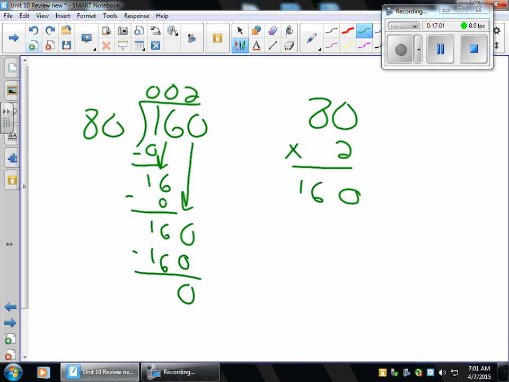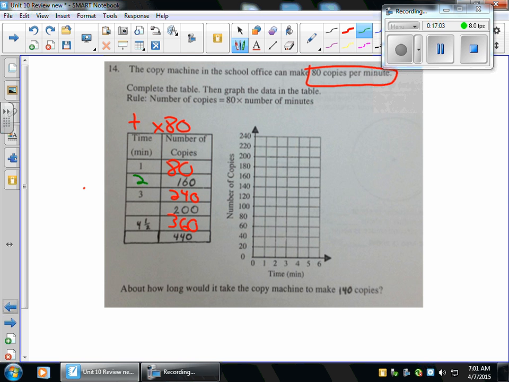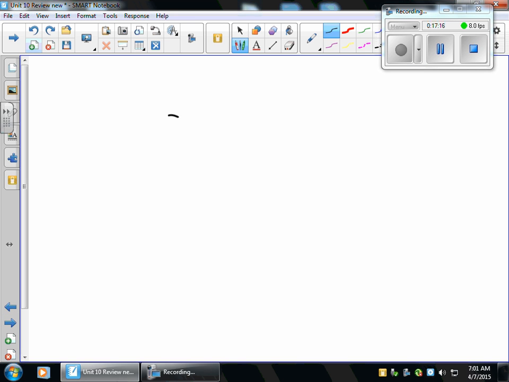So, which would make sense because I better use a different color. 2 times 80 would be 160. Well, 200 is not a multiple of 80. So let's go 200 divided by 80. 80 goes into how many times?